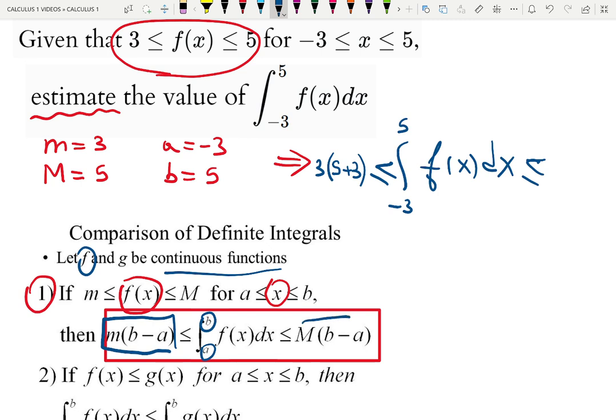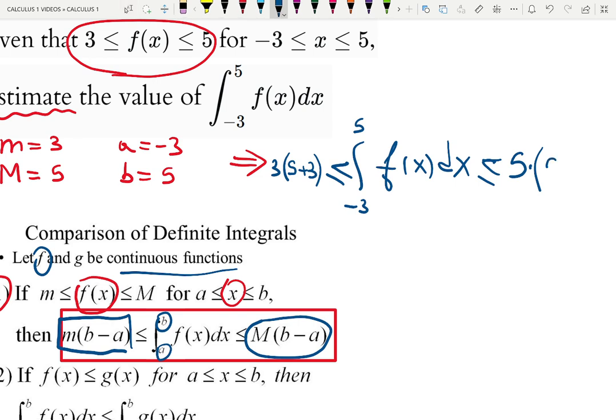And it also will be bounded by, this is the upper bound, capital M, which is 5, multiplied by the same number, b minus a. And now, because I have more space, I'll write down 5 minus negative 3. So you knew where 5 plus 3 came from. So that's what we used. We used the numbers they gave us.